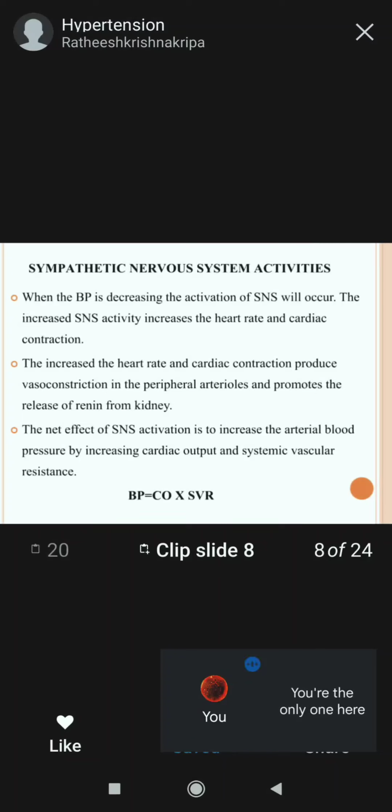So it increases the heart rate and cardiac contraction, produces vasoconstriction in the peripheral arteries, and promotes the release of renin from the kidney. The net effect of SNS activation is increased arterial blood pressure, an increase in cardiac output, and systemic vascular resistance. So we conclude that sympathetic nervous system activity increases, cardiac contraction also increases, and blood pressure is cardiac output times systemic vascular resistance.